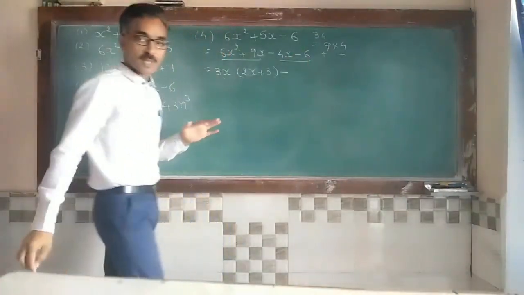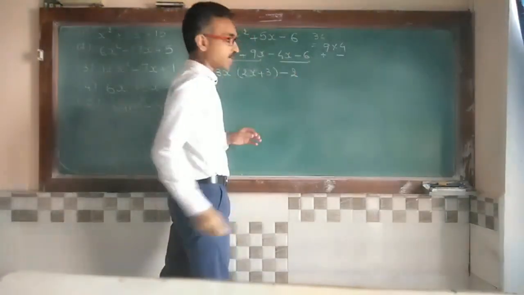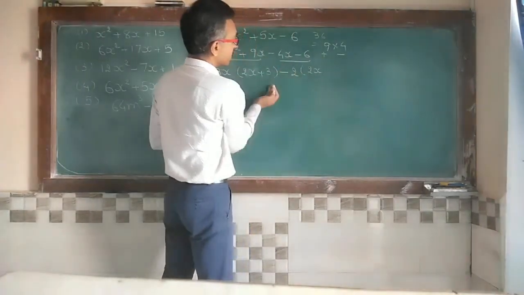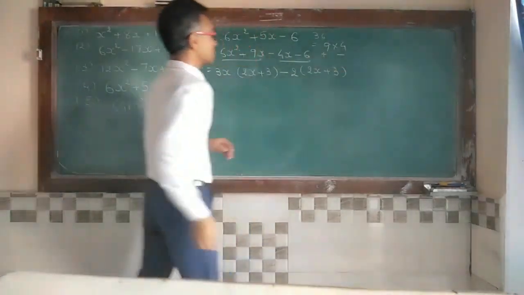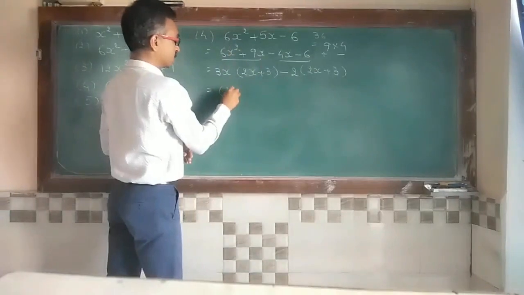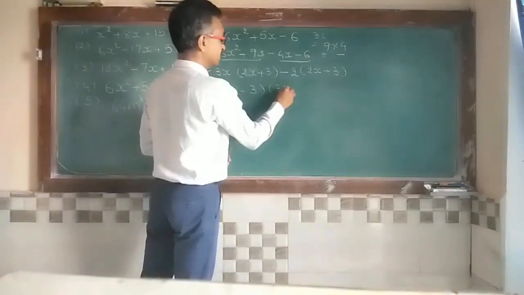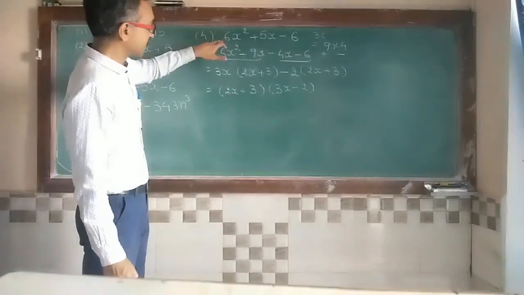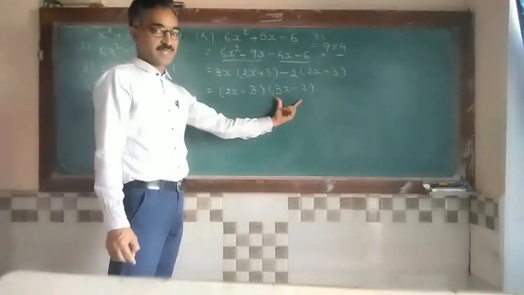Minus, common out from the last two terms. 4 and 6, that means 2 is common out. Remaining 2x. Minus is come out from the bracket, that is plus 3 2s are 6. See now, 2x plus 3 is common out. So here 2x plus 3 and 3x minus 2. The factors of 6x square plus 5x minus 6 are 2x plus 3 and 3x minus 2.